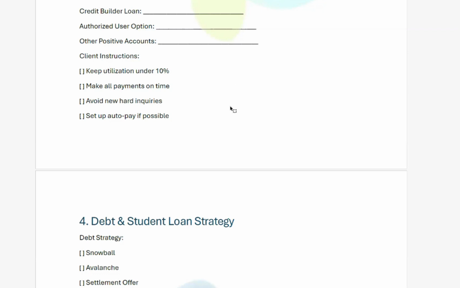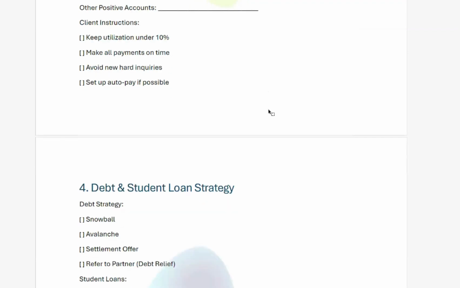Just teach them the different things. Make the payments on time. One 30-day late is going to drop your credit score about 100 points, right? They just need to know these things, because if they don't understand them already, and I promise you most have no clue, one 30-day late is going to drop their credit score 100-plus points.